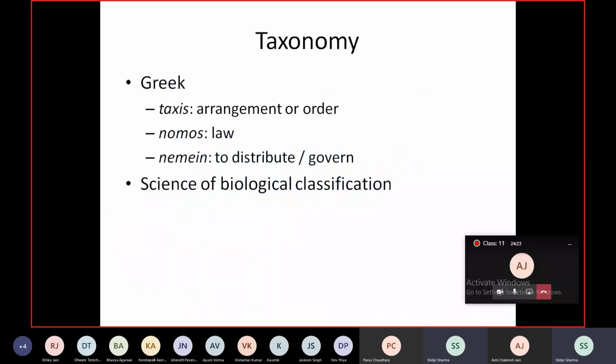Now, the term is derived from taxis, which is arrangement or order, and nomos, which is law, or even nemein, which is to distribute or govern. And so basically taxonomy is the science of classification. And as per Trooper 1991, if we were to define microbial taxonomy, it is the study of the diversity of microorganisms with the aim of organizing and prioritizing in an orderly manner.